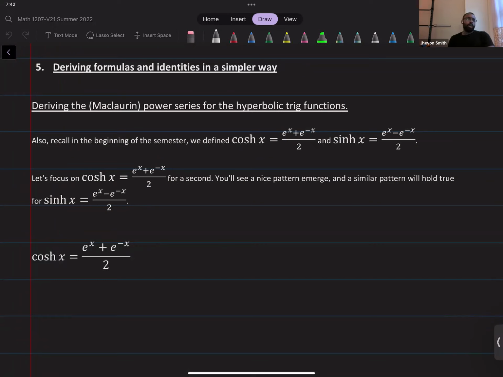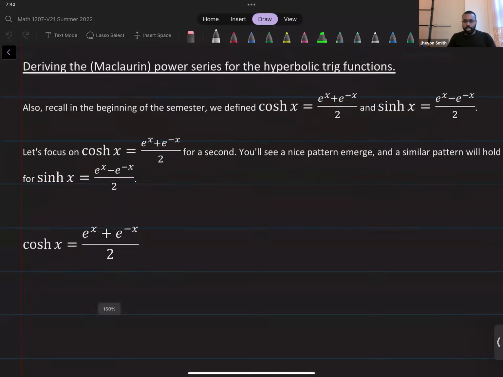So remember our hyperbolic trig functions, we could define them in terms of exponentials. And now we actually know how to write exponentials in terms of series. And so I can use this to figure out the actual series representation of a hyperbolic cosine, for example. And you're going to see something very interesting.